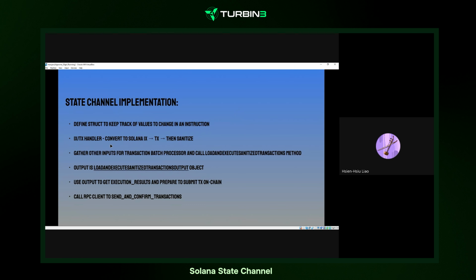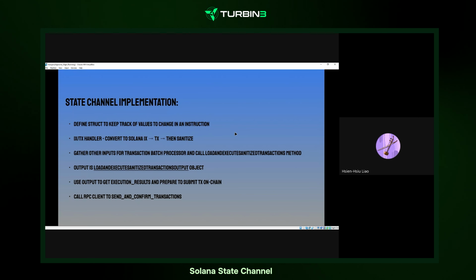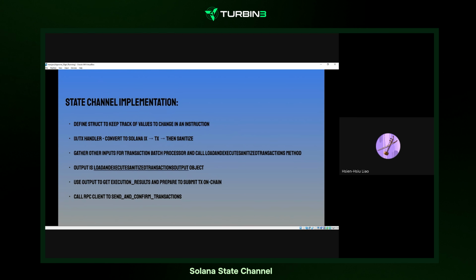The next part I won't get into too much detail. There's more information on their blog, but essentially there's a transaction batch processor within the SVM API that you want to create an instance of. And before you can actually use this, you have to gather a lot of inputs and set up a lot of settings and implement traits and callbacks for this to work.